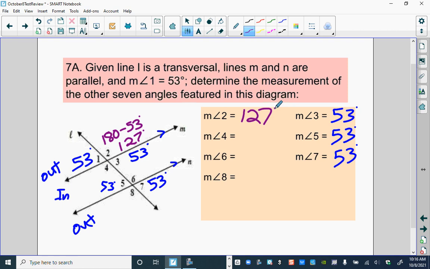So angle 1 and angle 2, look what they form. A linear pair. And for a linear pair, well, letter S. What word describes a linear pair? Straight. That's another word. Supplementary. Supplementary, yeah. So those are reasons. And then once you have angle 2 is 127, do you know what angle 4, 6, and 8 are going to be? Yep. 127. They're all going to be 127 as well.